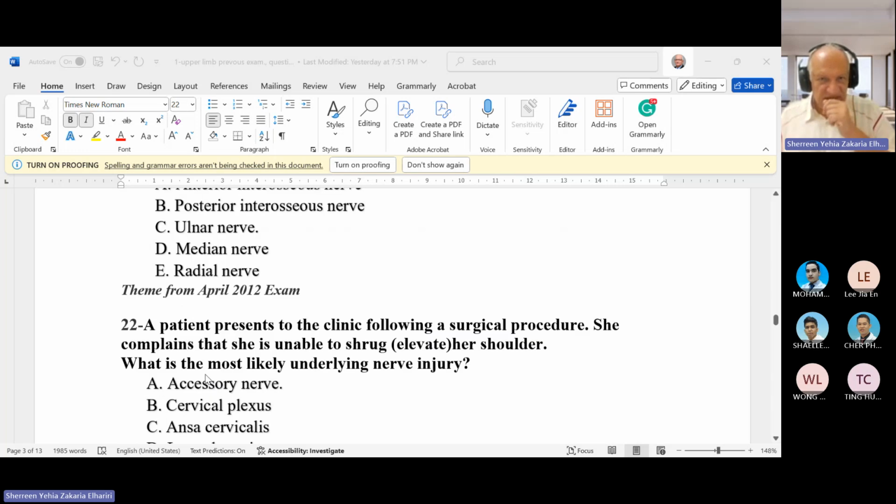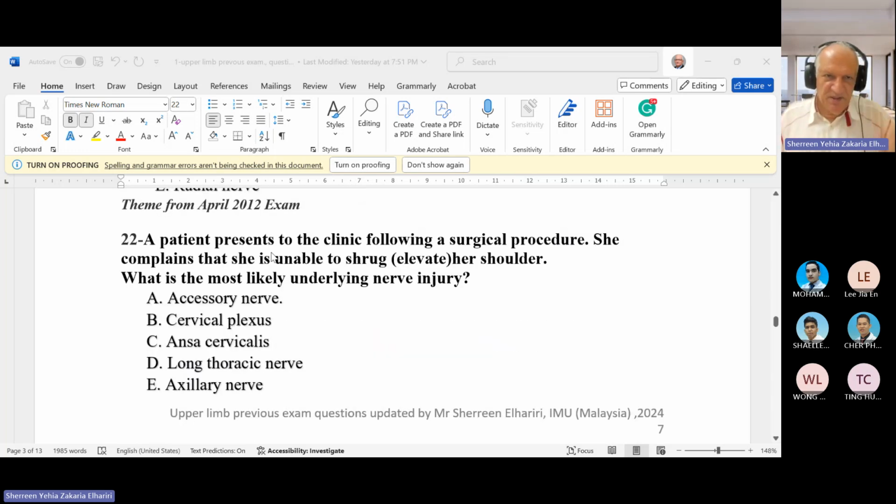A patient presented at the clinic following a surgical procedure. She complains that she is unable to shrug her shoulder. What is the most likely underlying nerve? Shrugging the shoulder, so it is the spinal accessory nerve, and it is affection of the trapezius muscle.